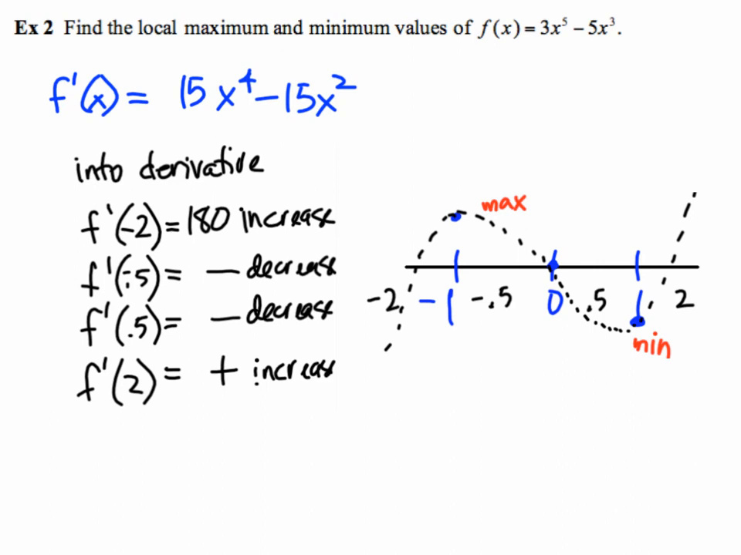So again, take the critical numbers, plug them into the original for the max and min points. When you're using other points in the derivative, you're finding out whether the curve increases or decreases, which is the slope of the line.